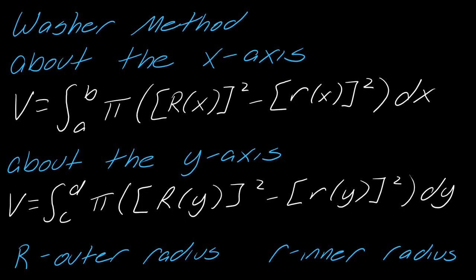Now, the washer method is very similar, except now we're subtracting an inner radius from an outer radius. If we go about the x-axis, I have the outer radius squared minus the inner radius squared, times pi. And if we go about the y-axis, then everything's in terms of y. You can pause this video if you want to write this stuff down.